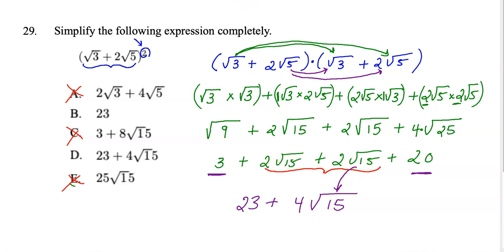Or I think of it this way: 2 square root 15s plus another 2 square root 15s. In total, I have 4 square root 15s. So my answer has to be, let's see, it's going to be D. Let's move on.